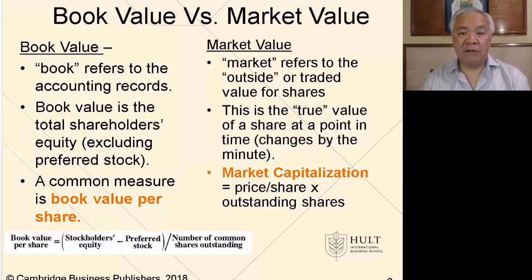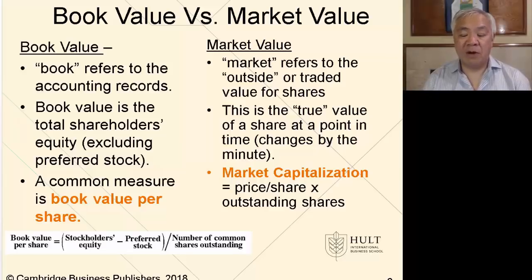And the formula is on the very bottom of what is book value per share. Shareholders' equity minus preferred stock, that's book value of common shareholders. And if we divide that by the number of common shares outstanding, we will get a dollars per share of the book value. That is book value per share.